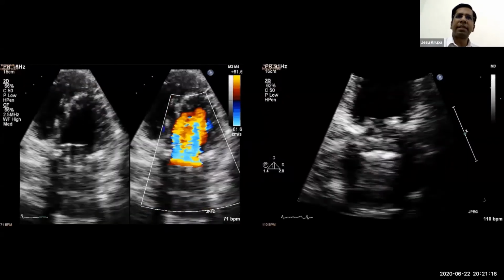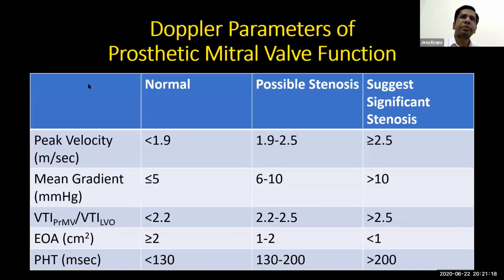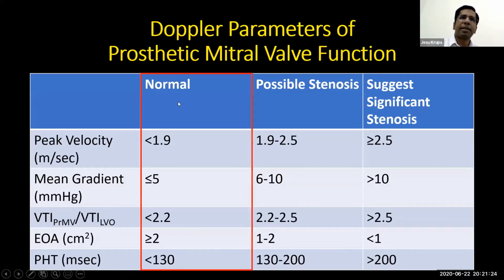So that is something to just bear in mind. And so once again, these are the different parameters. It had all normalized in this particular patient. Velocity had come down, gradient had come down to 2, the DVI had come down, it was around 1.6. Pressure half time also was 60, 80 in that range. So everything had completely normalized.